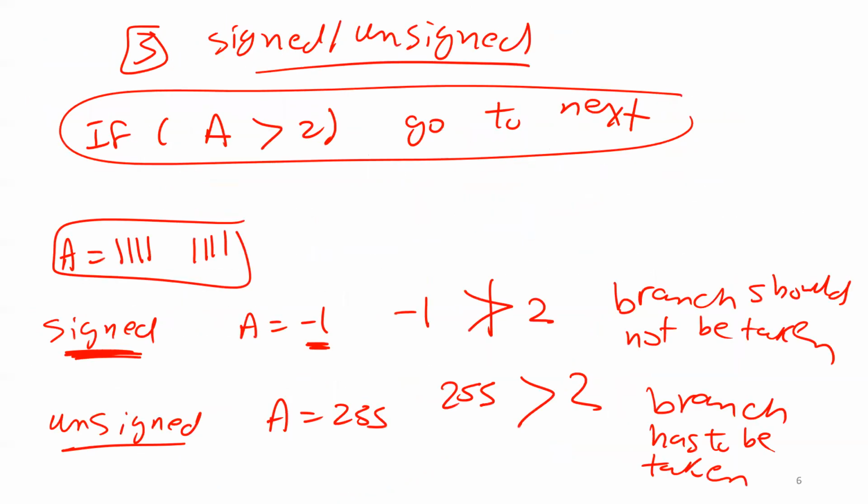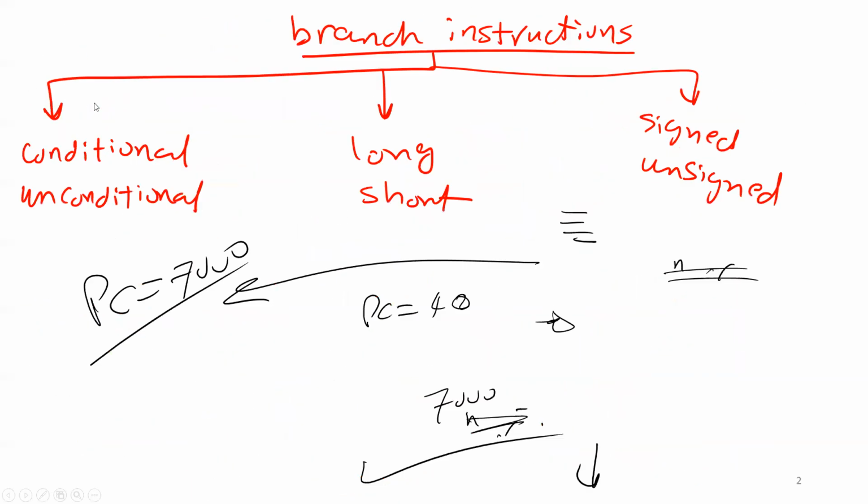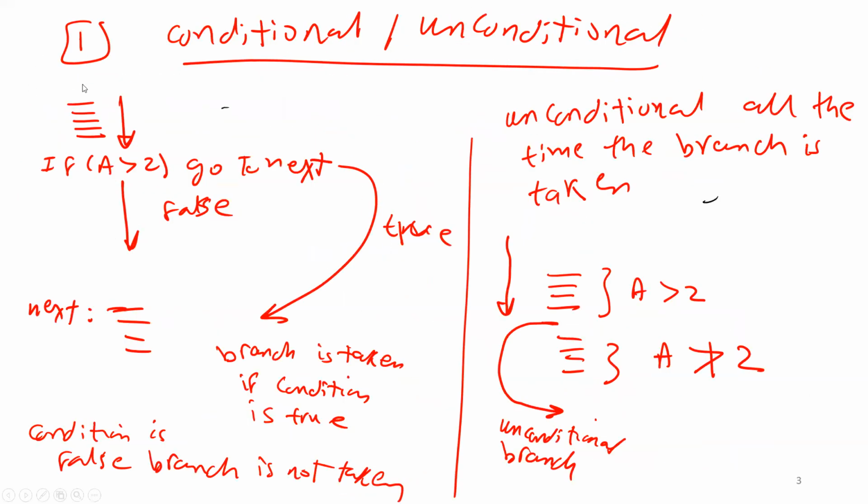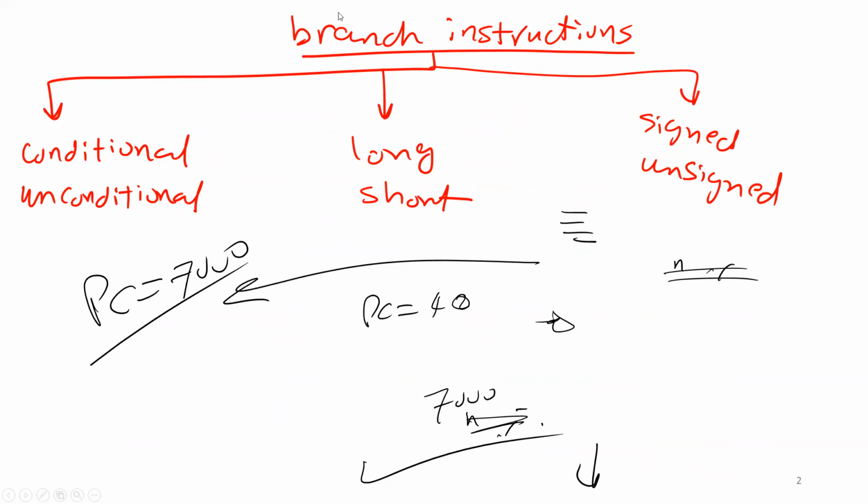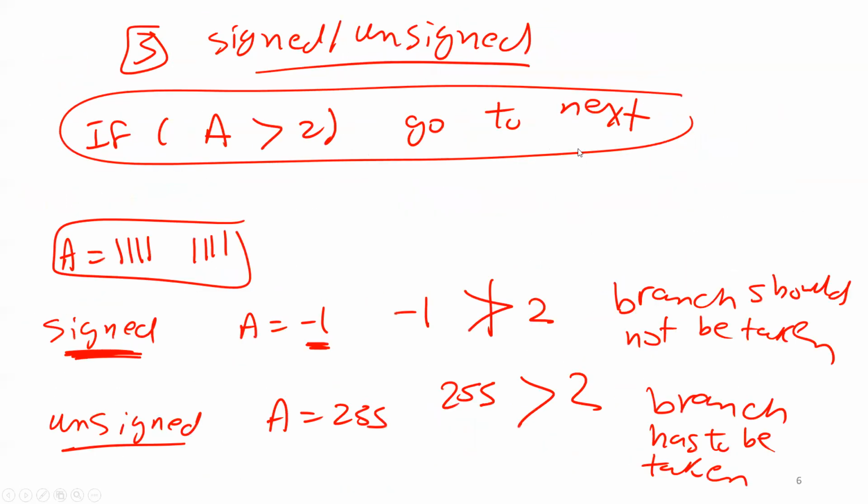Okay, guys, any questions? The last classification I want to make, and this is the easy one. Right now I'm classifying the different branch instructions. For every instruction, I'm going to tell you if it is conditional or unconditional, and long or short. I already explained what these mean. Now for every instruction I'm going to teach, I'll tell you if it is signed or unsigned. This is similar to what I explained before: do you consider this number signed or unsigned?